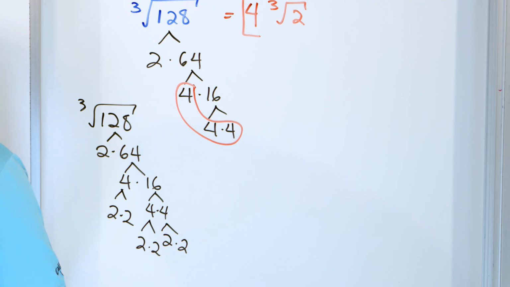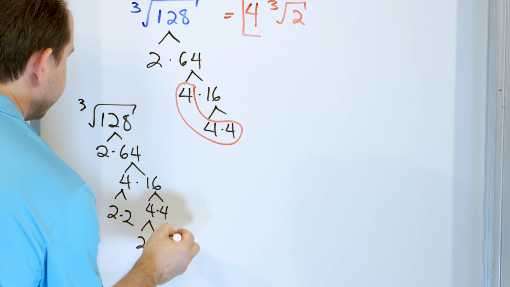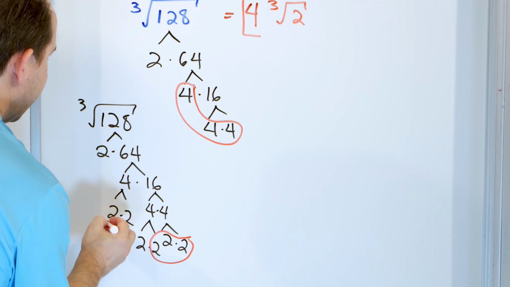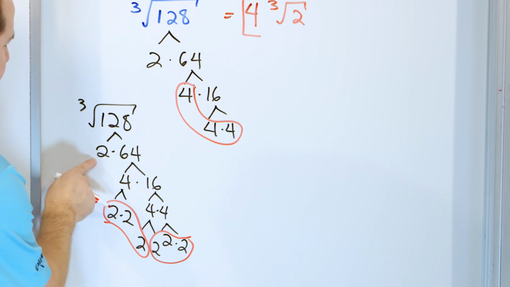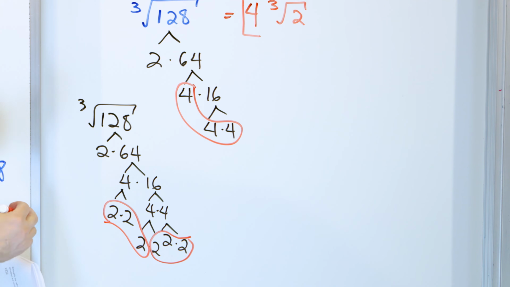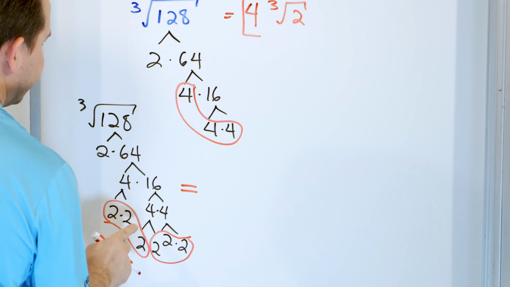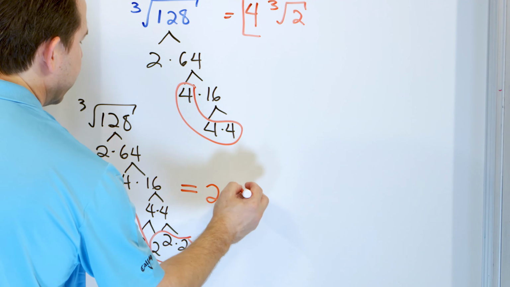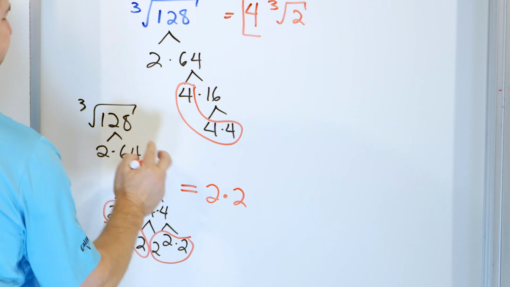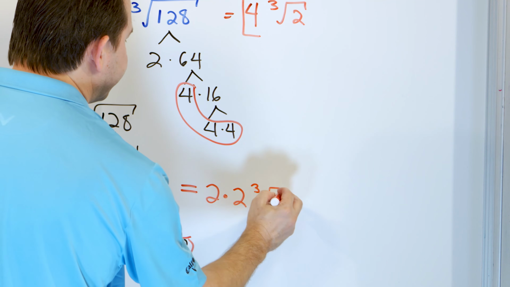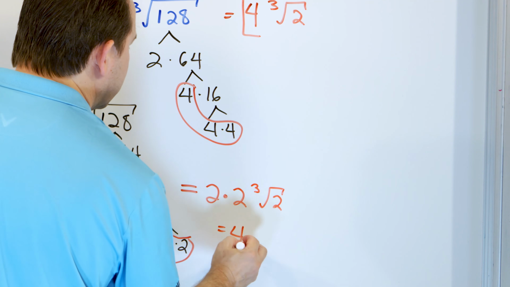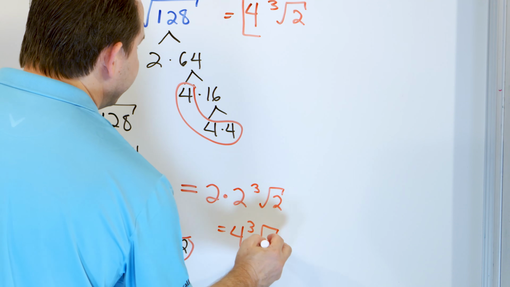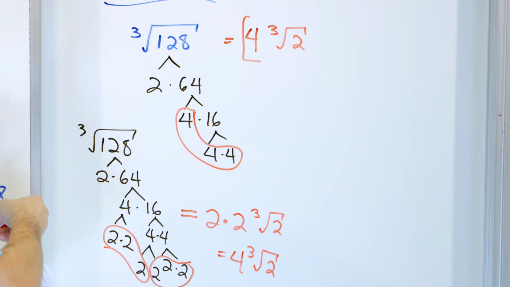You're looking for triplets. So here is a triplet. And here is another triplet, but this one has no partner. It's also in the bottom of the tree. So what do you get from this? This single 2 comes out, multiplied by this single 2 that comes out, multiplied by this one, which stays under the radical. And 2 times 2 is 4 times the cube root of 2. 4 times cube root of 2 is exactly the same answer.